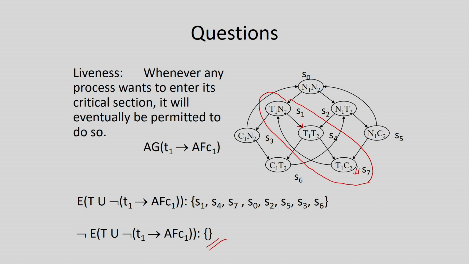Similarly, if I look into AG T2 implies AFC2, which is also a Leibniz property for process P2, again our model checking algorithm will say that it is false, and it will give me the counterexample for this particular part.